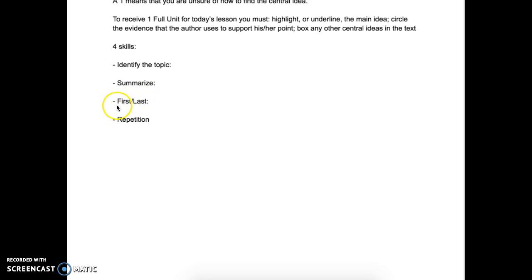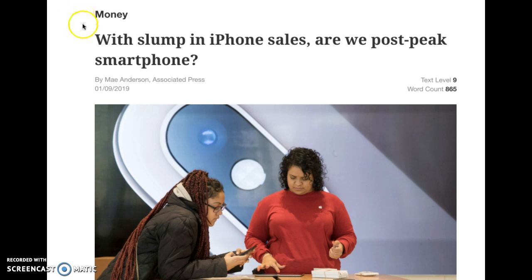We want to be able to identify the first sentence and the last sentence of the article. If you can do that, you probably will have a pretty good grasp of what the article is about, because generally authors will identify it right in the beginning and restate it at the end, including some of their evidences and why they feel strongly about that topic in the first place. And finally, we want to look for some repeated ideas. If you can see that an idea has been repeated throughout, it's going to lead you to the central idea. Today's article comes from the money section.